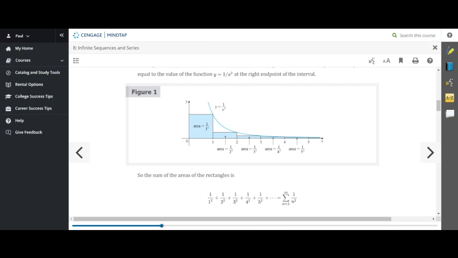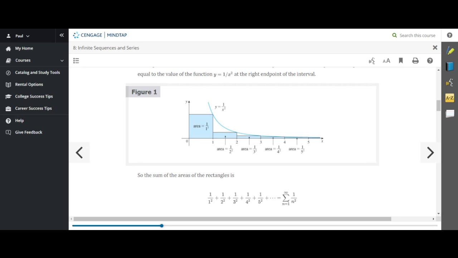When x equals 2, the rectangle touches the function, so it has a height of 1 over 2 squared, and times the base of 1, the area is 1 over 2 squared. If you don't worry about the 1 over 1 squared, which equals 1, look at the rest of those rectangles, which have areas 1 over 2 squared, 1 over 3 squared, 1 over 4 squared, 1 over 5 squared, and so forth. Those are the terms of the series.